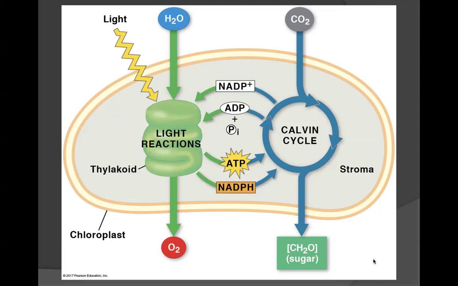In the Calvin cycle, we will have carbon dioxide coming in, and it's going to get fixed into organic molecules. In this instance, we have the production of CH2O. This would be a precursor sugar molecule. Once again, the dark reactions occur within the stroma. All of this is going to be enclosed by the outer and inner membrane of the chloroplast.